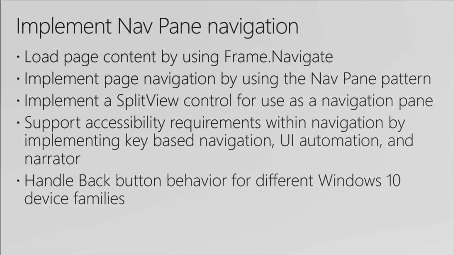Accessibility requirements, a lot of this stuff is implemented out of the box, but understanding that it's there, not overriding it, understanding how to add your own logic there. So things like if I'm using keys and I want to use the keyboard shortcut to go back and forth a page like I'm using a browser, I understand that I should be able to do this right within the navigation frame. Narrator, so people may be using the Narrator tool in Windows and need to know what page they're going between and what the buttons do. So supporting that, and UI automation.